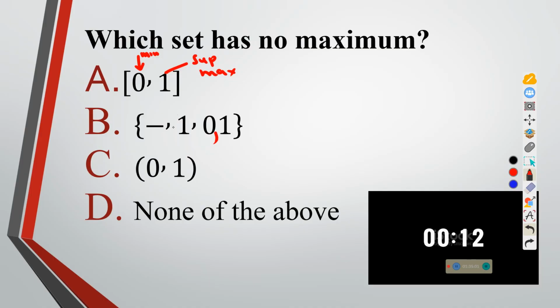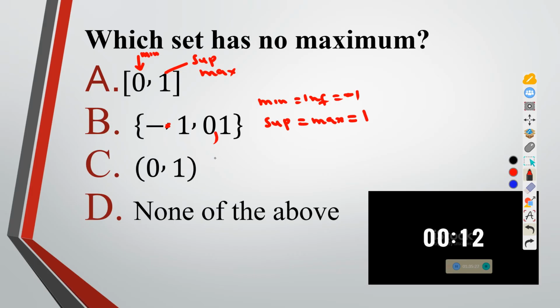This set here, okay, there is a mistake here. This should be negative 1, 0, 1. So this set here has the minimum, which is equal to the infimum, and all of them are equal to negative 1. Supremum, which is equal to the maximum, because supremum is part of the set, is also 1.